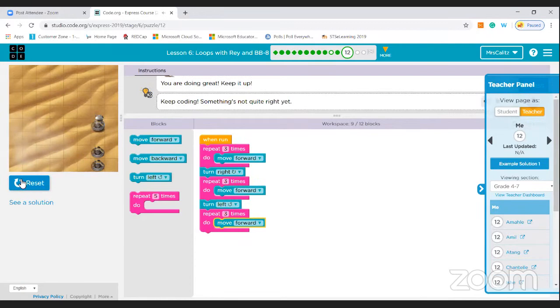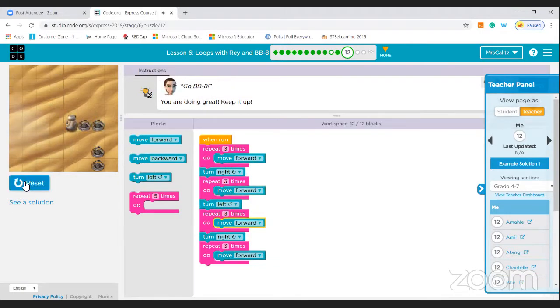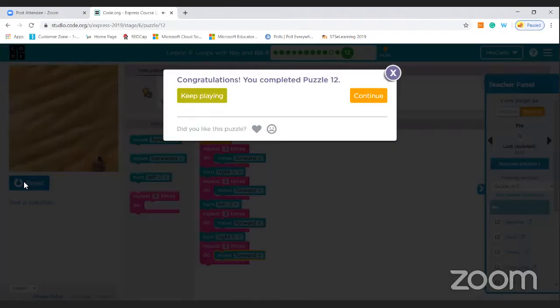Okay, what can I do now? I see Amu's hand is up. I'm going to unmute him. Amu, what do I need to do now? Turn right and move forward 3 times. Yes, ma'am. Okay, let's see. 3 times. Oh, right. Oops. I think that was only supposed to be 2 times.